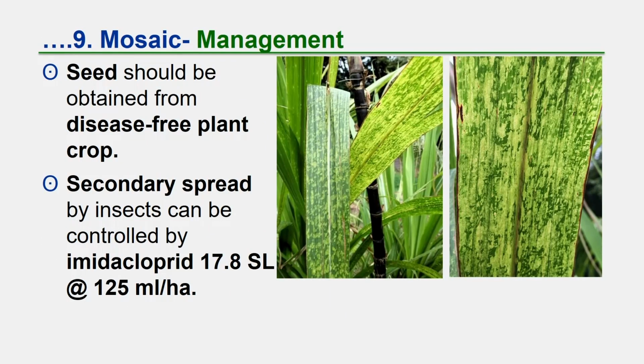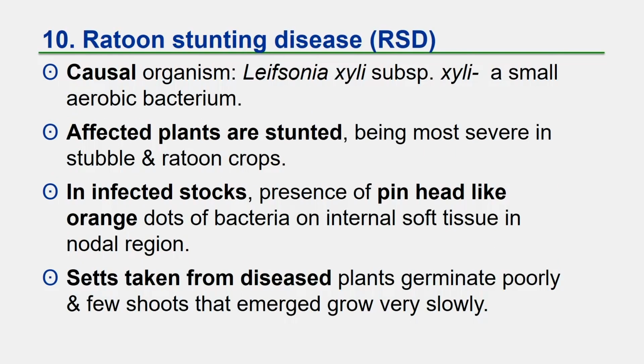What can be the management? You see mosaic symptoms in the leaf. Seeds should be obtained from disease-free crop. Secondary spread by insects can be controlled by imidacloprid 17.8 SL at the rate of 125 ml per hectare.